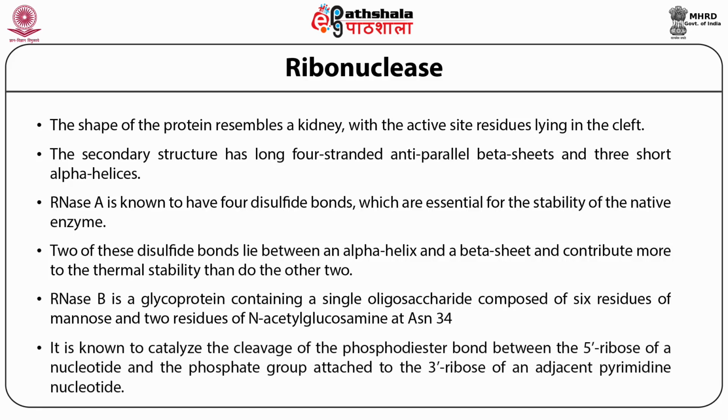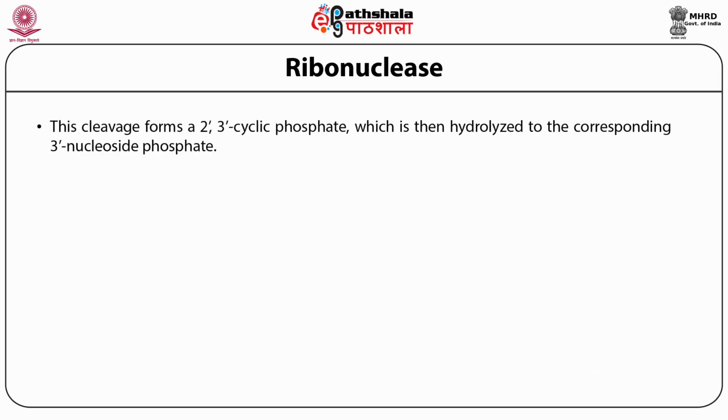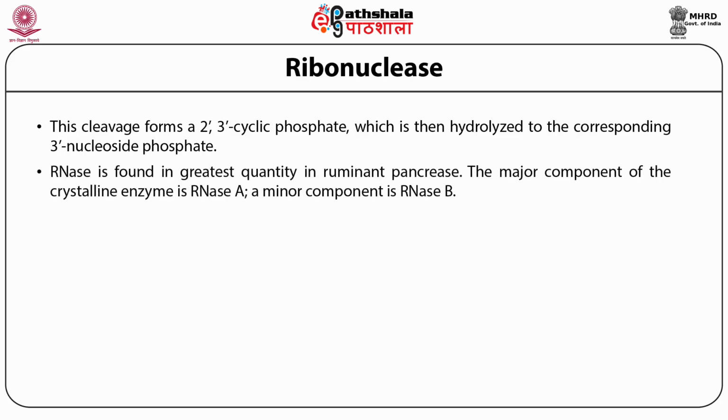It is known to catalyze cleavage of the phosphodiester bond between the 5' ribose of a nucleotide and the phosphate group attached to the 3' ribose of an adjacent pyrimidine nucleotide. This cleavage forms a 2' 3' cyclic phosphate, which is then hydrolyzed to the corresponding 3' nucleoside phosphate. The RNase is found in greatest quantity in ruminant pancreases. The major component of the crystalline enzyme is RNase A, and a minor component is RNase B. If you compare RNase A and B, you will find that RNase B is a glycosylated form of RNase A.